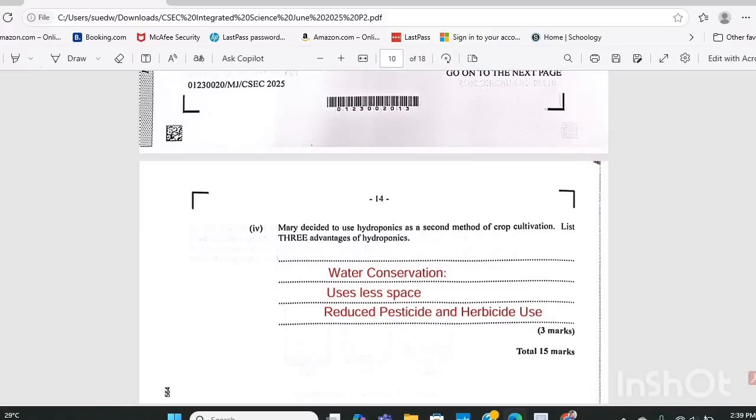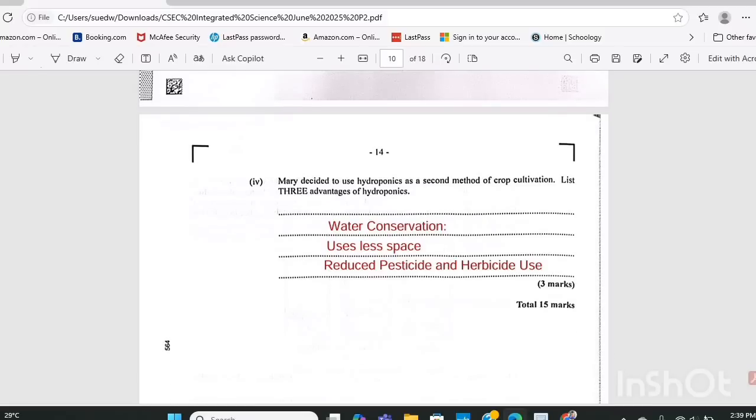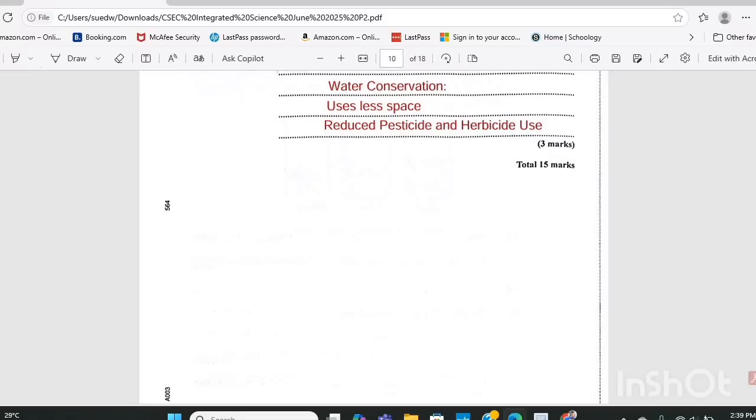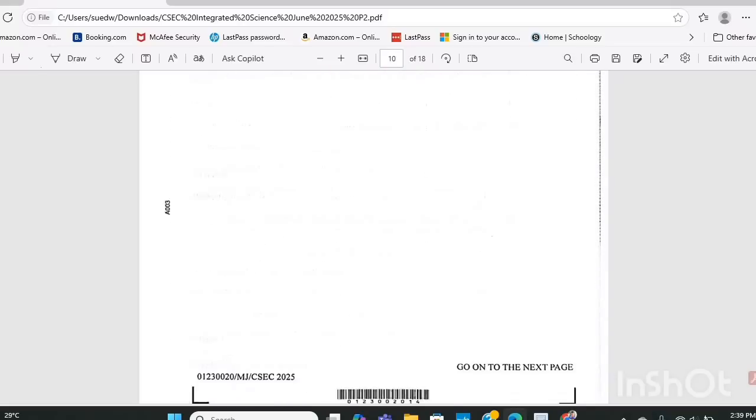It says Mary decided to use hydroponics as a second method of crop cultivation. List 3 advantages of hydroponics. And for those who don't know, hydroponics is the method of cultivating crops without the use of soil, but it uses nutrient-rich medium. Most of the time, it's water. So water conservation is a benefit. Uses less space and it reduces pesticide and herbicide use. And that would be 3 marks. And that's a 15-mark question.